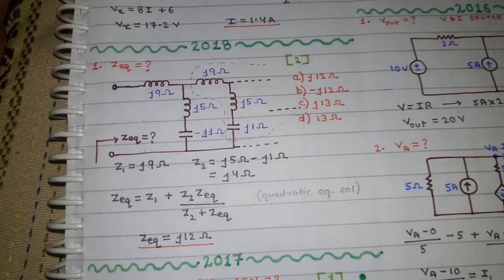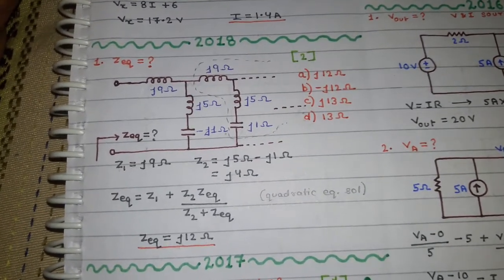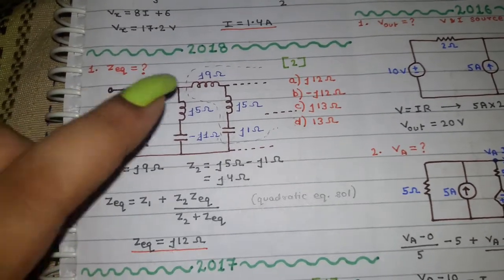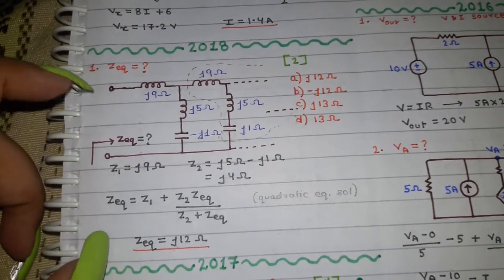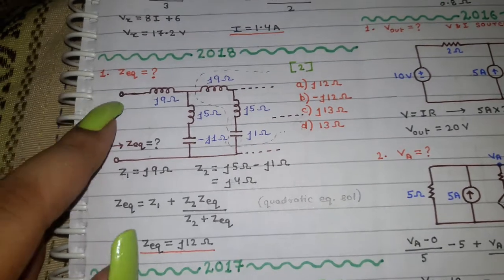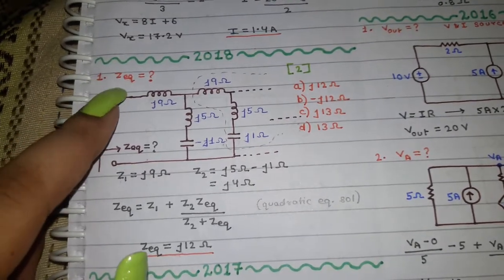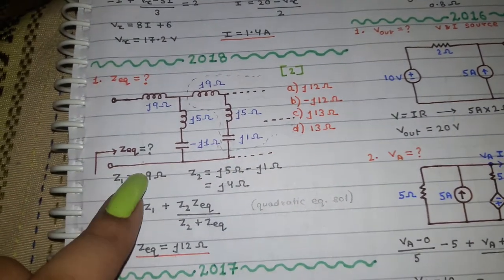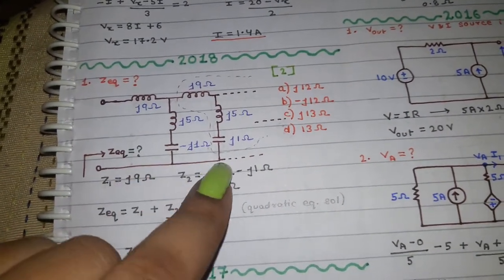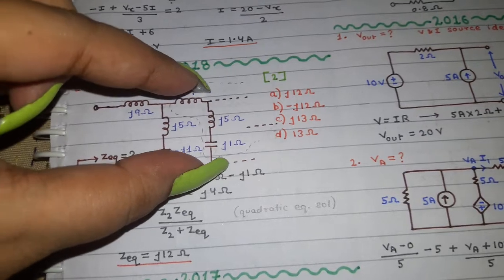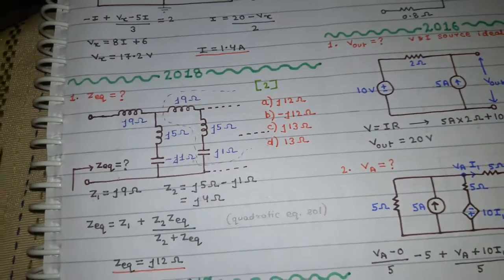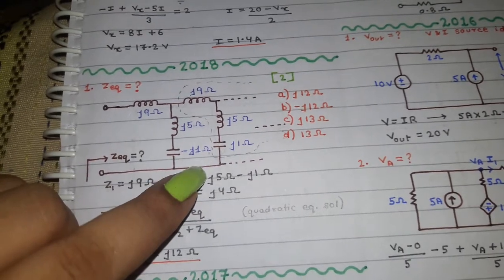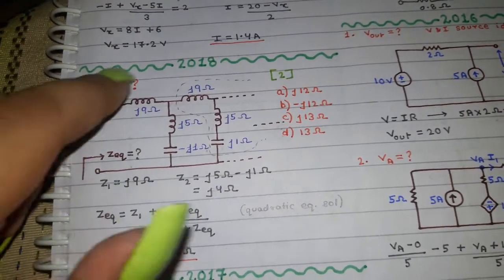Now we have the next question, which was asked in the year 2018. The question carries 2 marks, and this was the only question that was asked in the year 2018. What we have to find is the equivalent impedance of this particular circuit over here. This circuit is actually an infinite ladder. This part of the circuit continues till infinity, and you have to find the value of the equivalent impedance of this entire circuit.